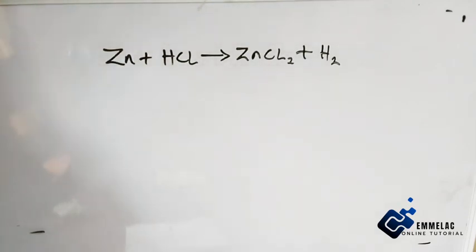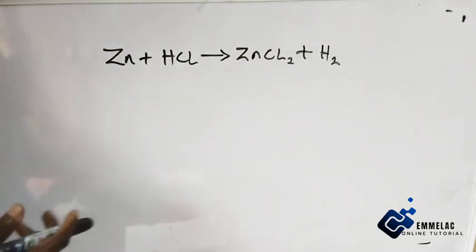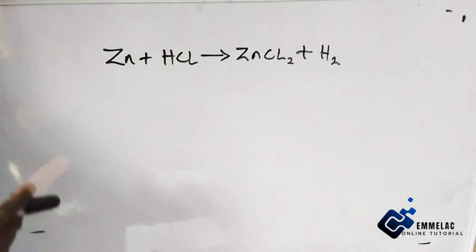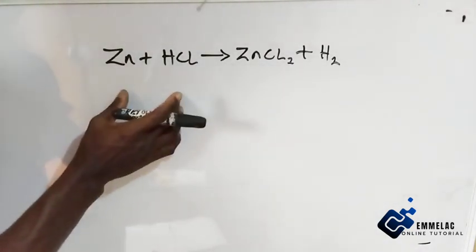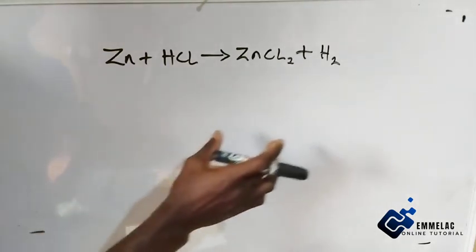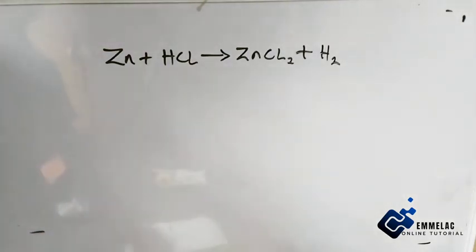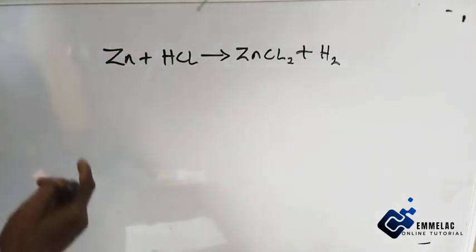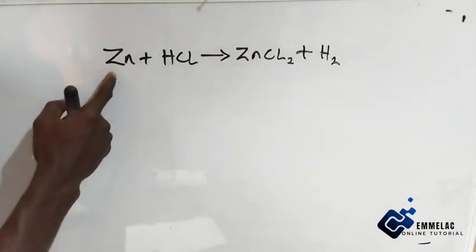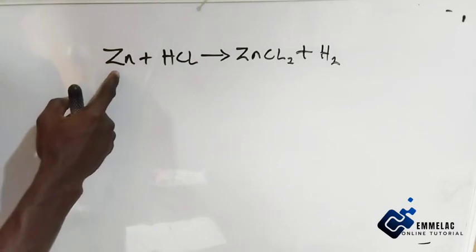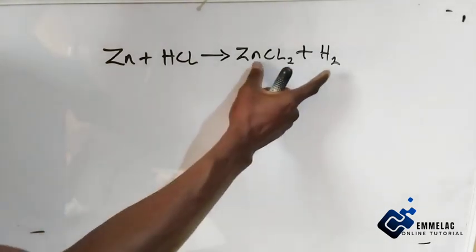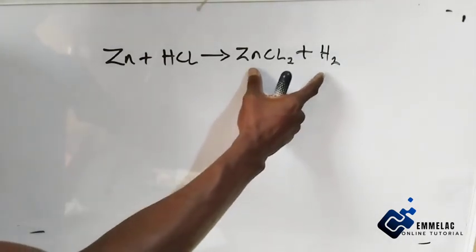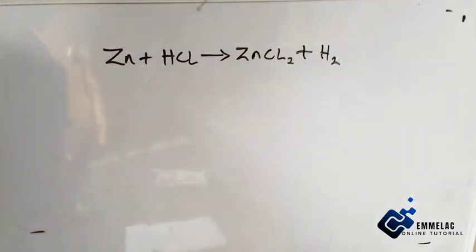Alright, let's get started. For every chemical reaction, you must be aware that the total mass of the reactant must equal the total mass of the product, which also means that the number of moles of each element in the reactant must be equal to the number of moles of each element in the product.